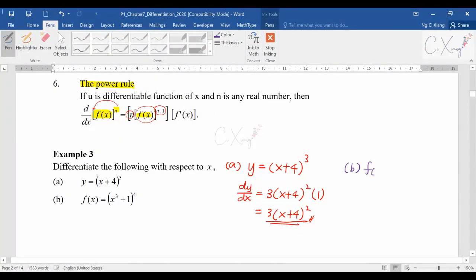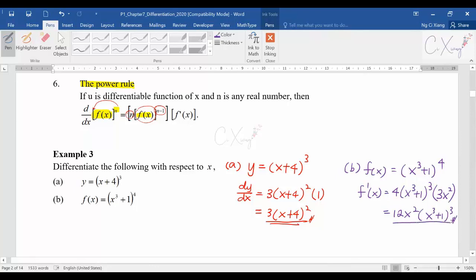Then we continue to part B. Let's say they give you a function f(x) equals this. What is the differentiation for this function? I'm having f prime x. Again, power put in front becomes 4, copy the bracket, power minus 1 becomes 3. And after that, you differentiate the thing inside the bracket. Differentiate 3x squared, you have 6x; differentiate x power 3, you have 3x squared. After that, simplify everything: 4 times 3 is 12, so 12x squared. This is what we have for applying the power rule.